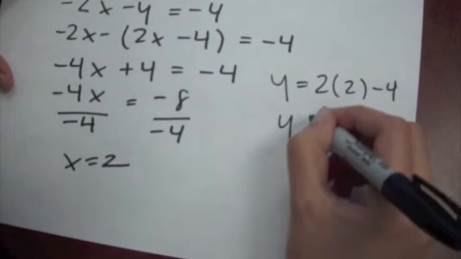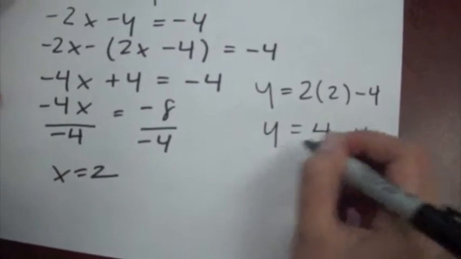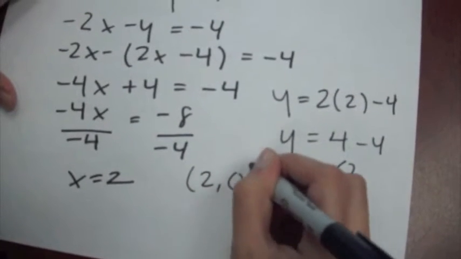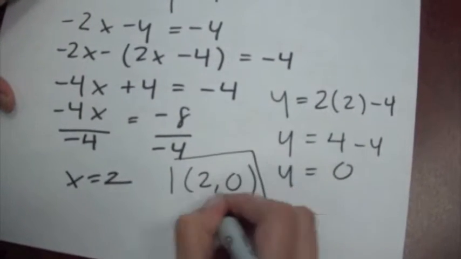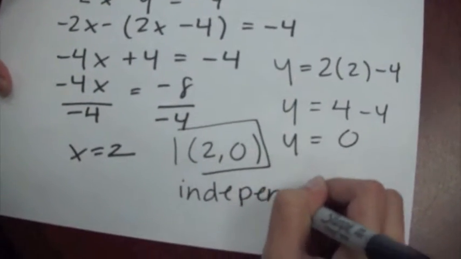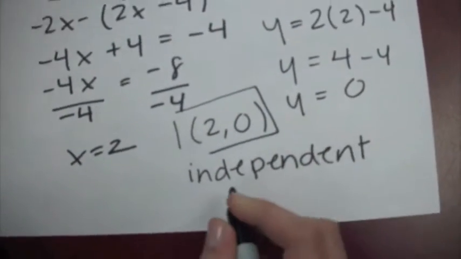Now substitute x in your first equation and solve. As you can see, y equals 0. Since there is only one solution, your answer is independent consistent.